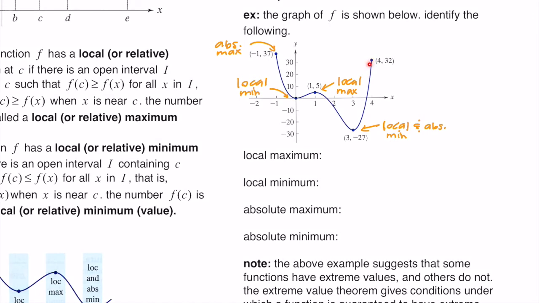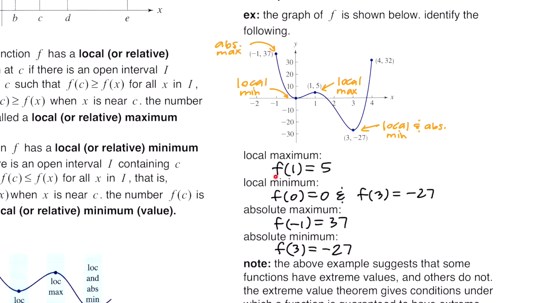This would be neither. It's not a local and it's not an absolute max because it's an endpoint, so it can't be local. And it's not the highest point on the curve. That occurs over here. So this is going to be the absolute max. And again, we don't call it a local because it's not on an interval, but it is the highest point for this curve, so we do call it the absolute max.